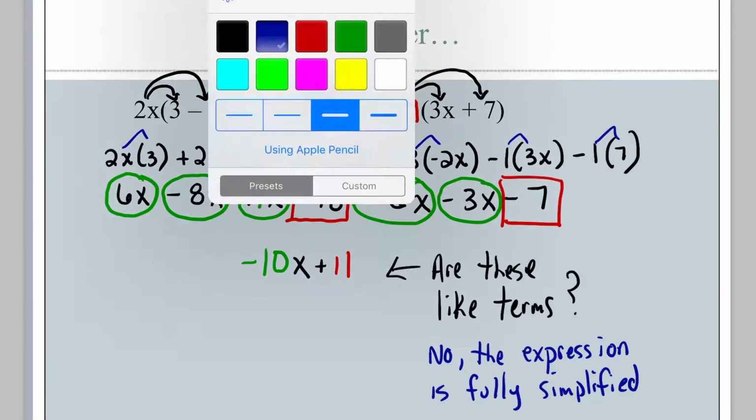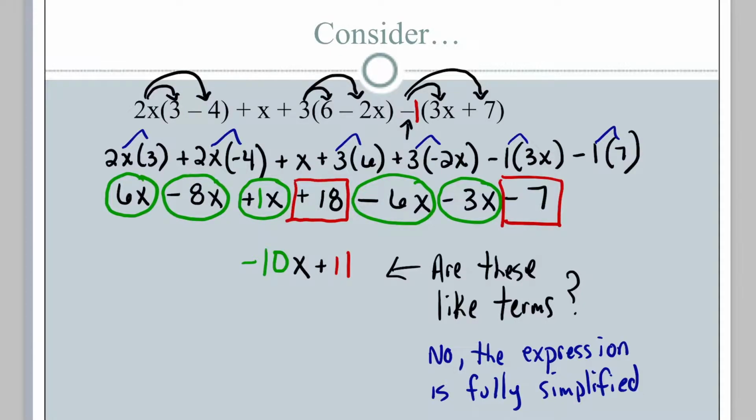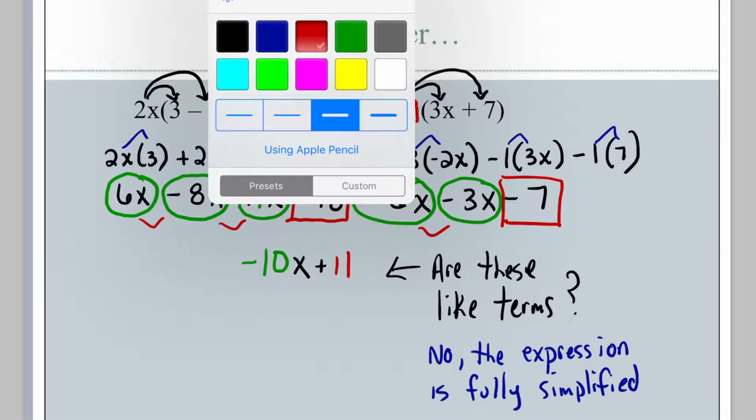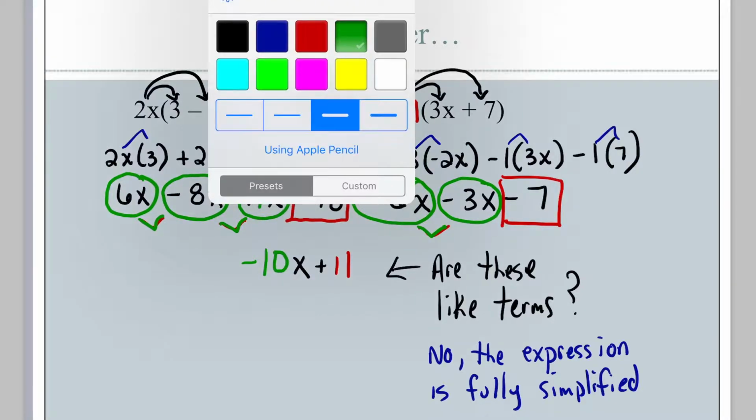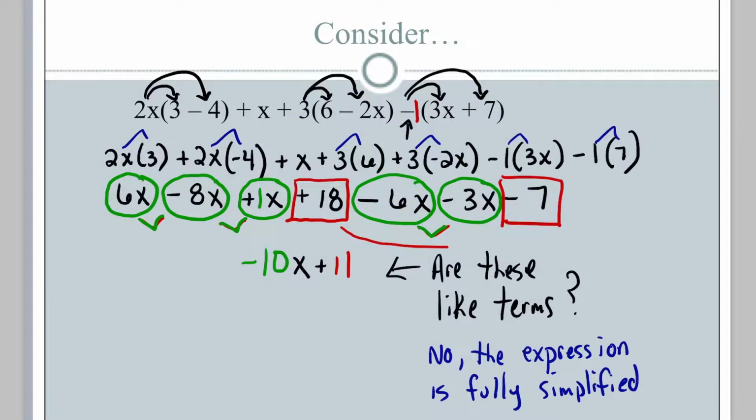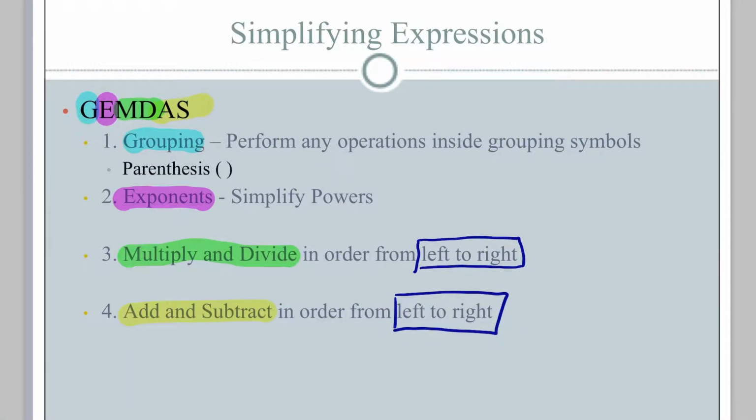And then after that, we look to add and subtract. And remember, subtraction is the same as adding the negative. And we did that with our like terms. And actually, I should probably change that to green. And we went from left to right, adding and subtracting, or adding the negative, with our like terms. And so you can see that we followed that order of operations while simplifying the previous expression.